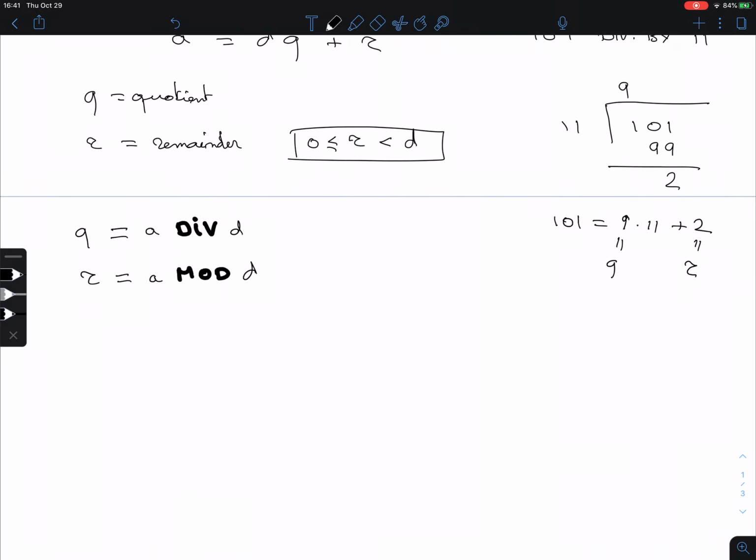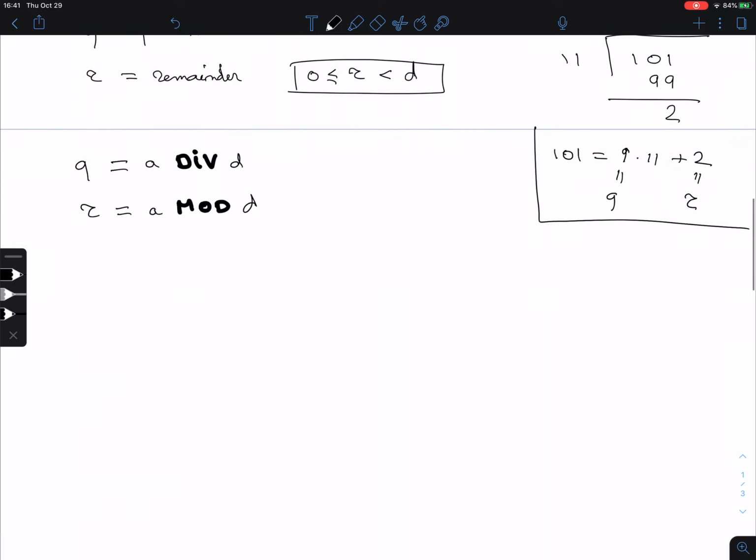So let's rewrite this information from this division here. Let's do perhaps another one here. Let's do 120 divided by 11. Sorry, I'm used to writing it my way. So I want to calculate the following things. What is 120 div 11, and what is 120 mod 11? Okay.